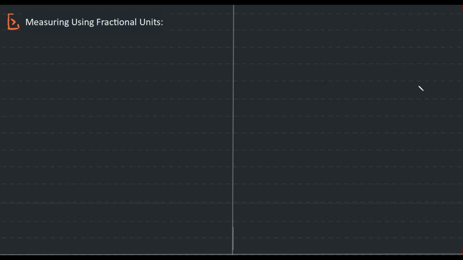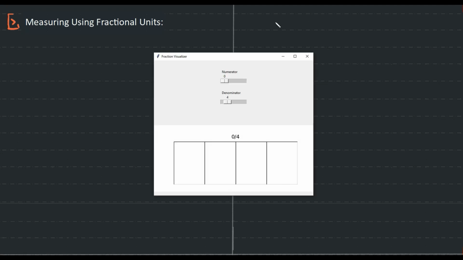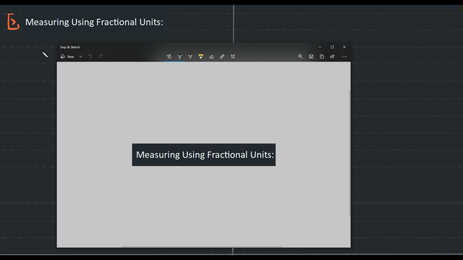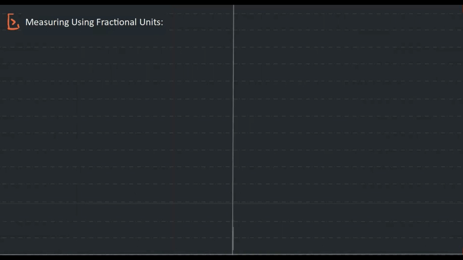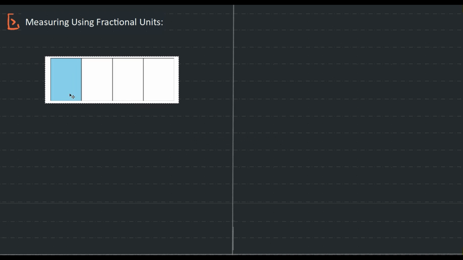So we understand unit fraction. Unit fraction is if I have any particular object, if we divide it into equal parts, if I consider one of them, that one thing is a unit fraction. So unit fraction can be of any shape or size. So in this case, this is an example of unit fraction.